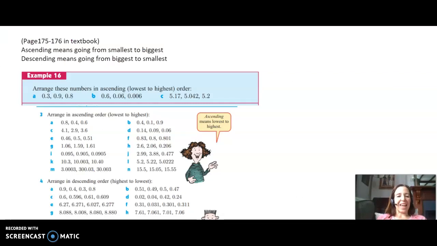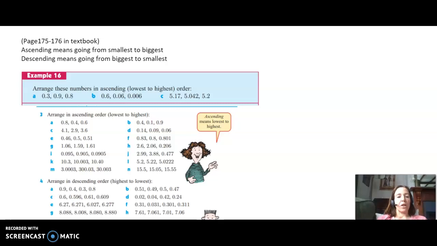Okay, now looking at ordering our decimals. This is on page 175 to 176 in your textbook, or it's just right here on your OneNote that I set up. So first of all, when we are ordering our decimals, we need to make sure that they're going in the correct order. Remember, ascending means going from smallest to biggest, and descending means going from biggest to smallest.